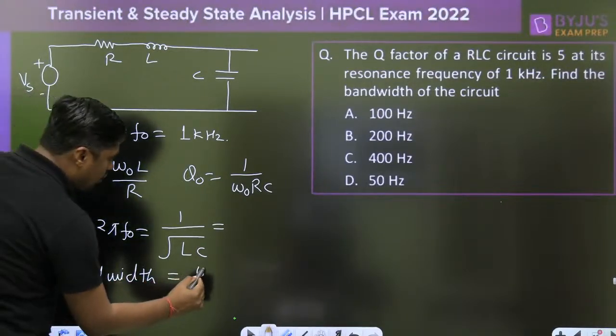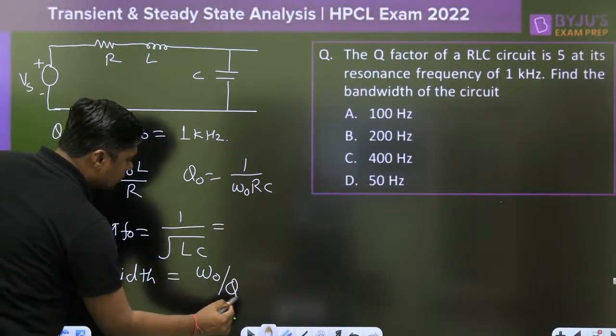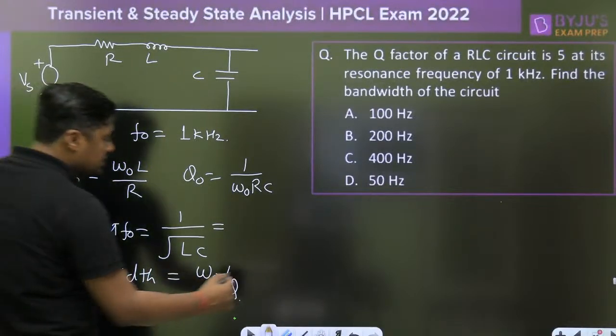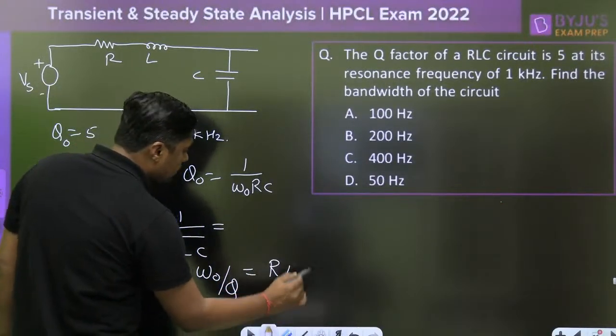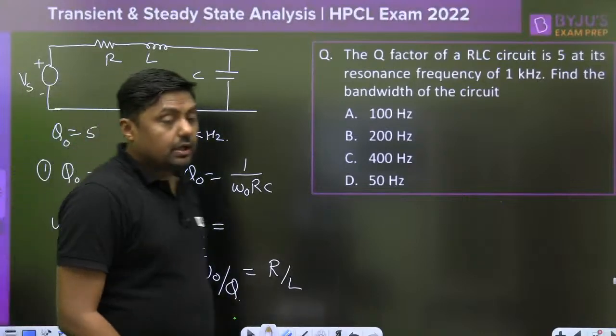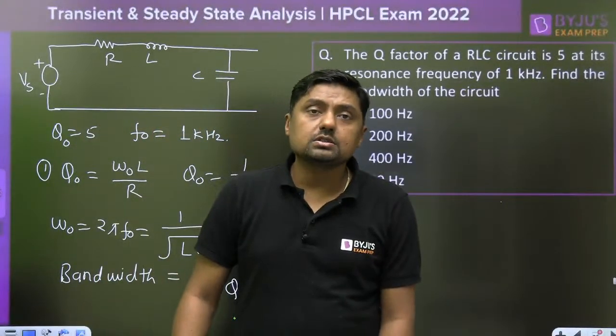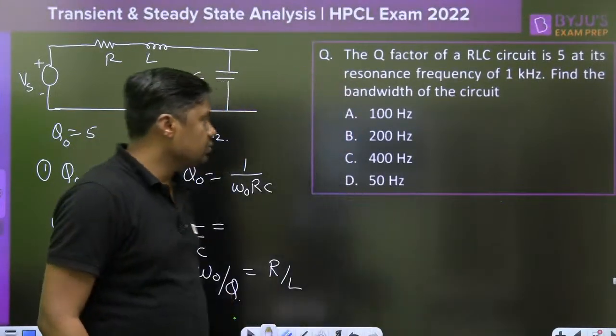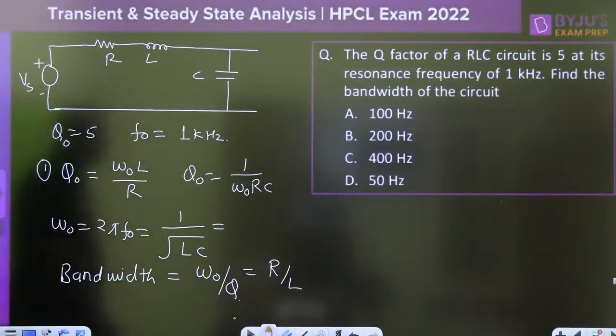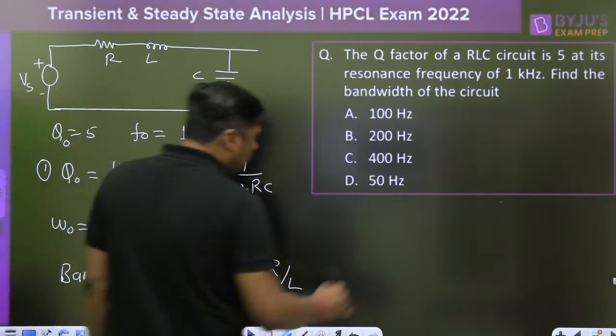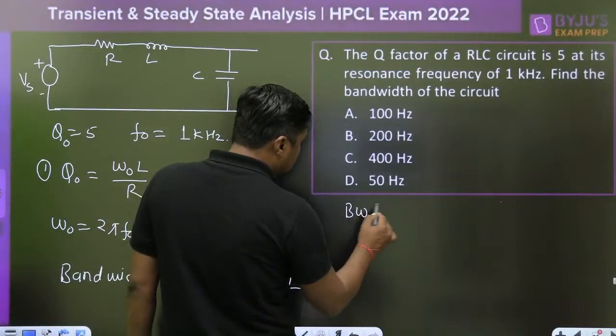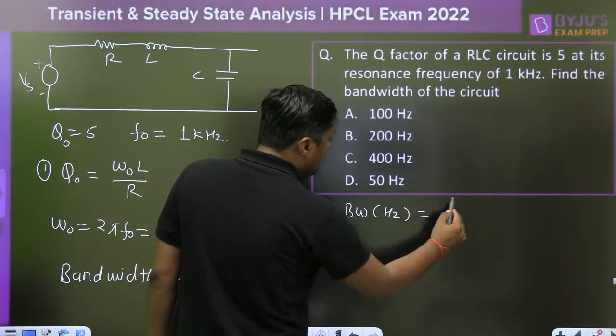Then the bandwidth is given by omega naught by Q in radian per second. This is nothing but R by L. If you want the bandwidth in hertz, then it should be divided by what? 2 pi. Now, since the frequency is already given in hertz, you can directly calculate. This is called the bandwidth. If it is given in hertz, then the bandwidth in hertz is f0 by Q.